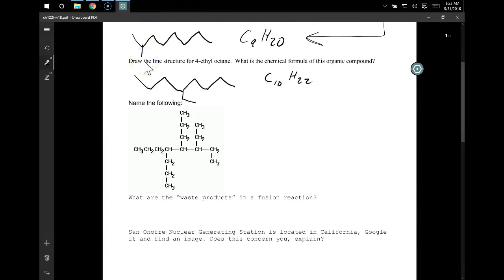Name this one. 1, 2, 3, 4, 5, 6, 7, 8. 1, 2, 3, 4, 5, 6, 7, 8. 1, 2, 3, 4, 5, 6, 7. All right, so it's 8. So I'll just go this way. So there's my octane.